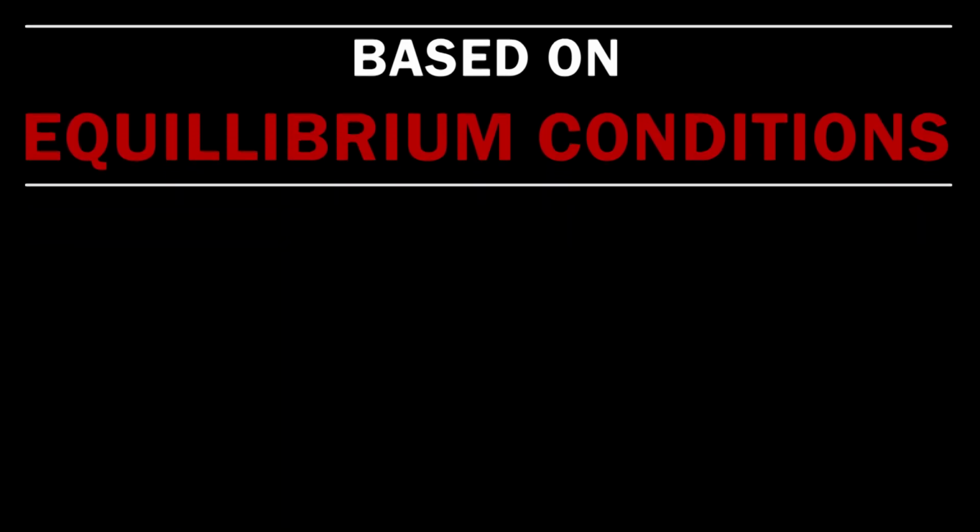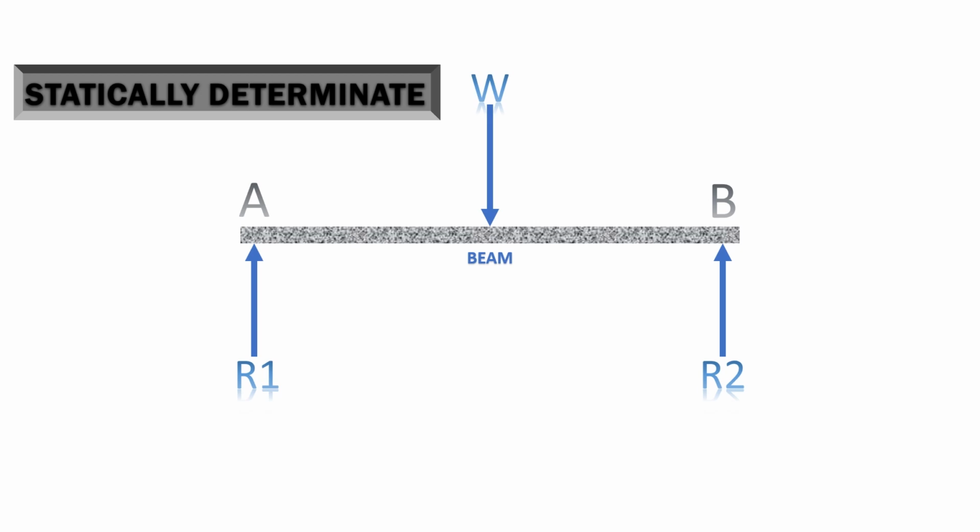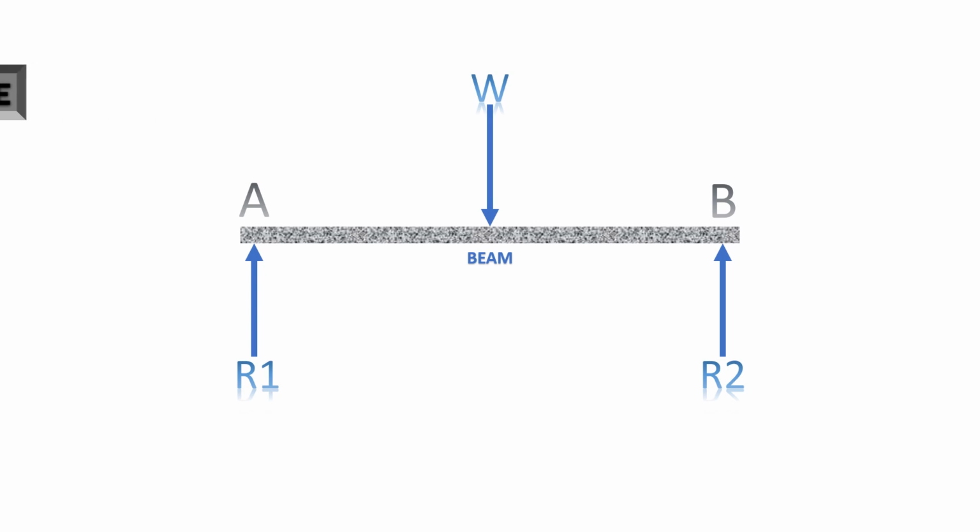Beams can also be classified by their equilibrium condition. This refers to whether the beam is statically determinate or statically indeterminate. Statically determinate beams. Statically determinate beams are those for which all the reactions and internal forces can be determined using the principles of static equilibrium alone. In other words, the number of unknowns equals the number of equations of equilibrium.